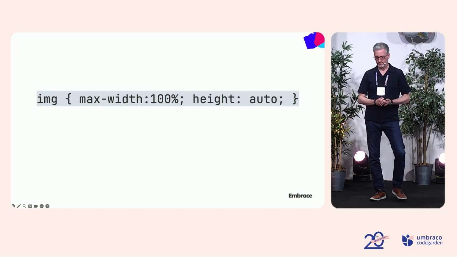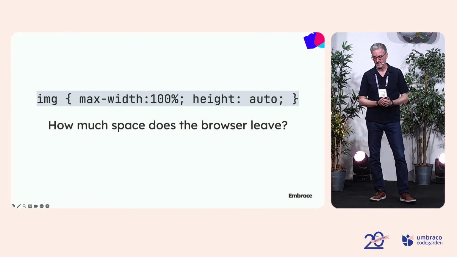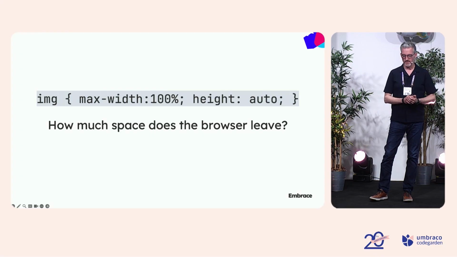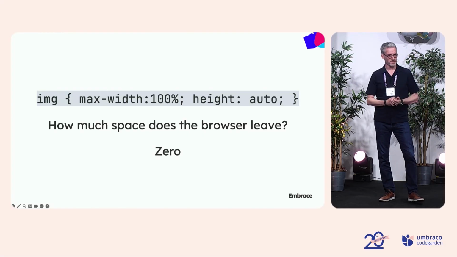So we've probably got something like this in our CSS, where we're just saying this is the maximum width within the container, and the heights are worked out automatically. But how much space does the browser leave in that situation? Because the browser doesn't actually know how tall the image is until it's downloaded it. Well, it turns out the amount of space it leaves is 0. And this is what happens.